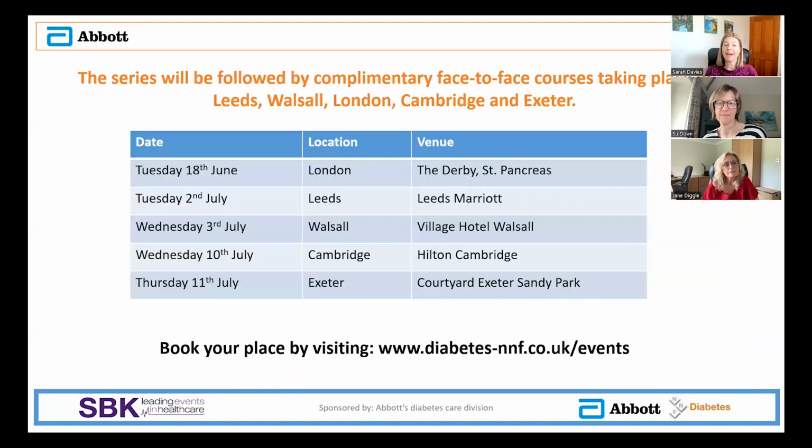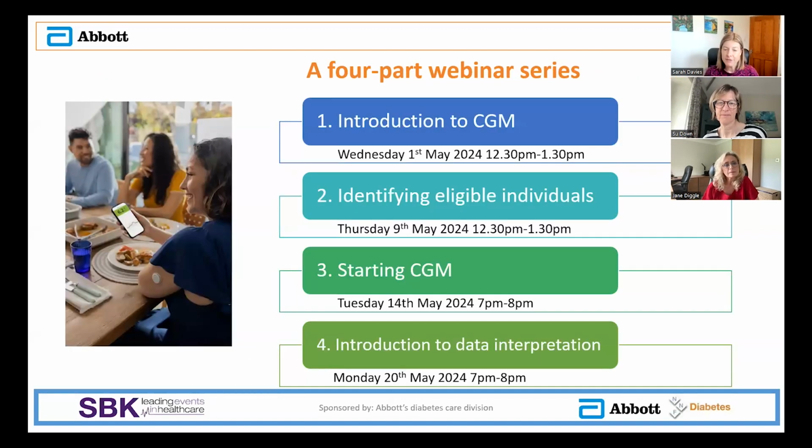Next week, we're talking about identifying eligible individuals. So who might be appropriate? How do we go about finding these people that might benefit, particularly in the primary care setting? The following week, we go to an evening session, so just make sure you've got a record of the timings there. And we're talking about initiation of continuous glucose monitoring there. How do we get people started in the easiest way, both for the person living with diabetes, but also for us as healthcare professionals as well.